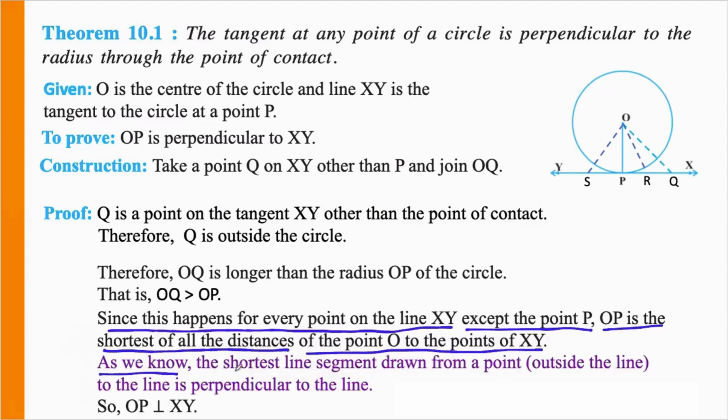As we know, the shortest line segment drawn from a point which is outside the line to the line is always perpendicular to the line. So this is the shortest line segment I can draw, and therefore that line segment is perpendicular to the line. We can say that OP is perpendicular to XY.